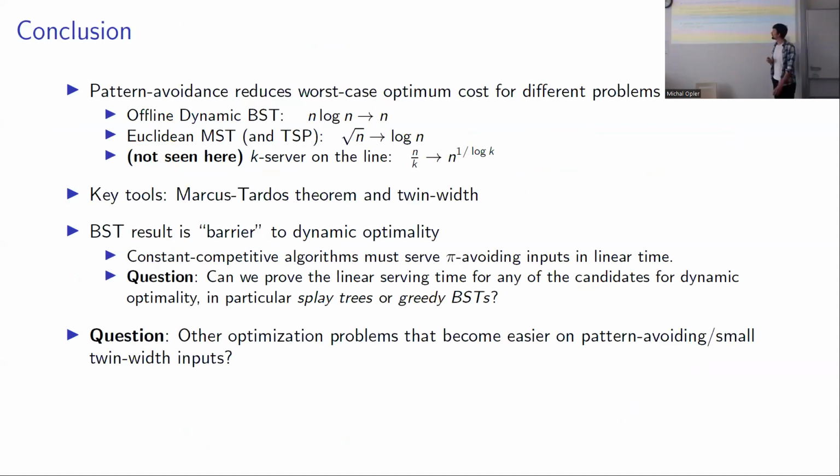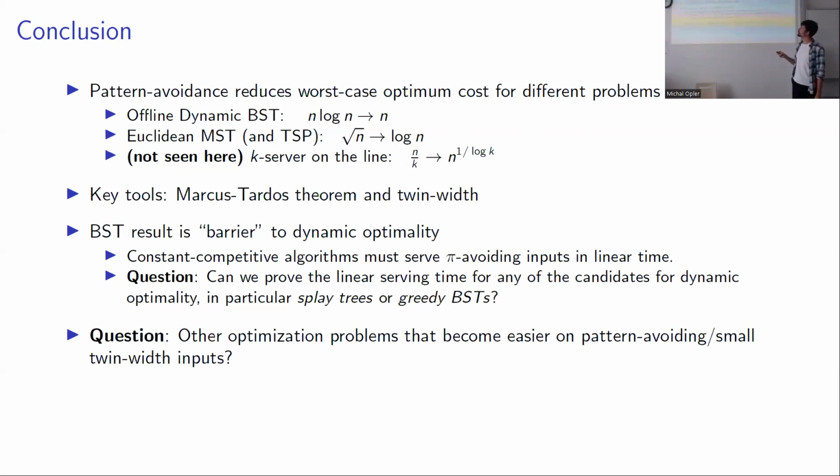So let me conclude. So we've seen that the pattern avoidance reduces worst case optimums for different problems. So we've seen the two of them, the offline dynamic BST from n log n to n, and the Euclidean MST from square root to logarithmic. What was not here, but it's in the paper, is that if we consider k-server problem on the line, then it reduces from n over k to something like n to the 1 over log k. So essentially something like n to epsilon, where you can choose epsilon as small as you want.